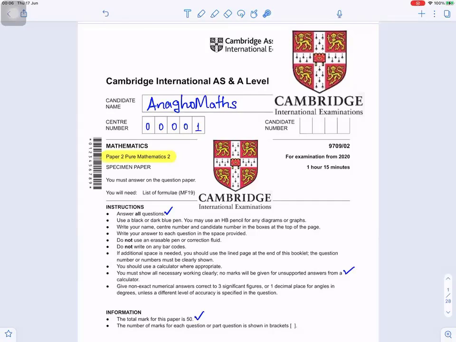Cambridge International AS and A level. Mathematics, paper 2, pure mathematics 2. Answer all questions. You must show all necessary working clearly. The total mark for this paper is 50.